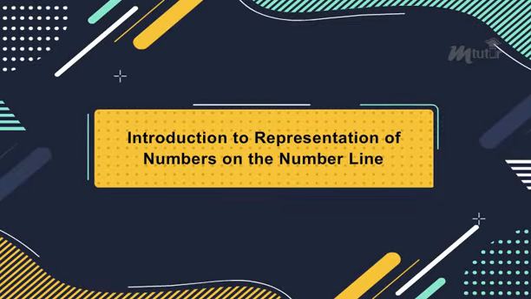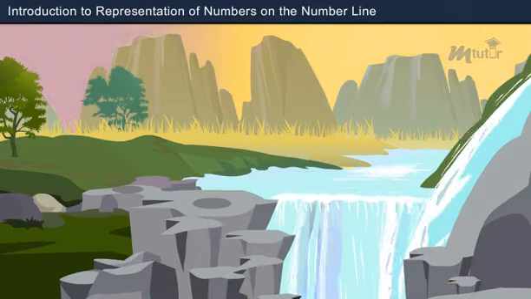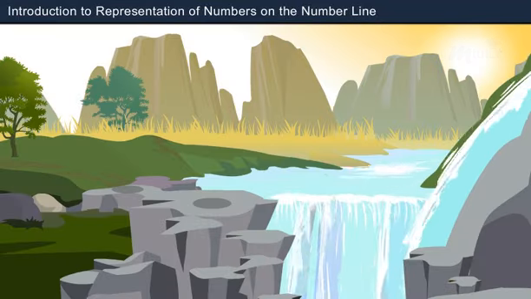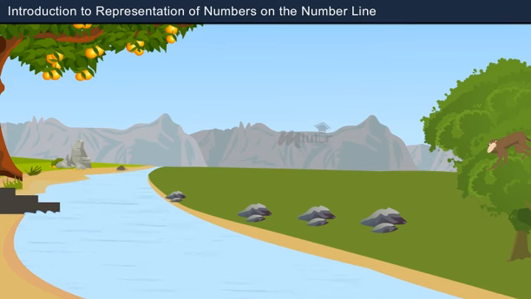Introduction to Representation of Numbers on the Number Line. A water tank near the Calvary River, which originates in the Western Ghats, had steps inside it.